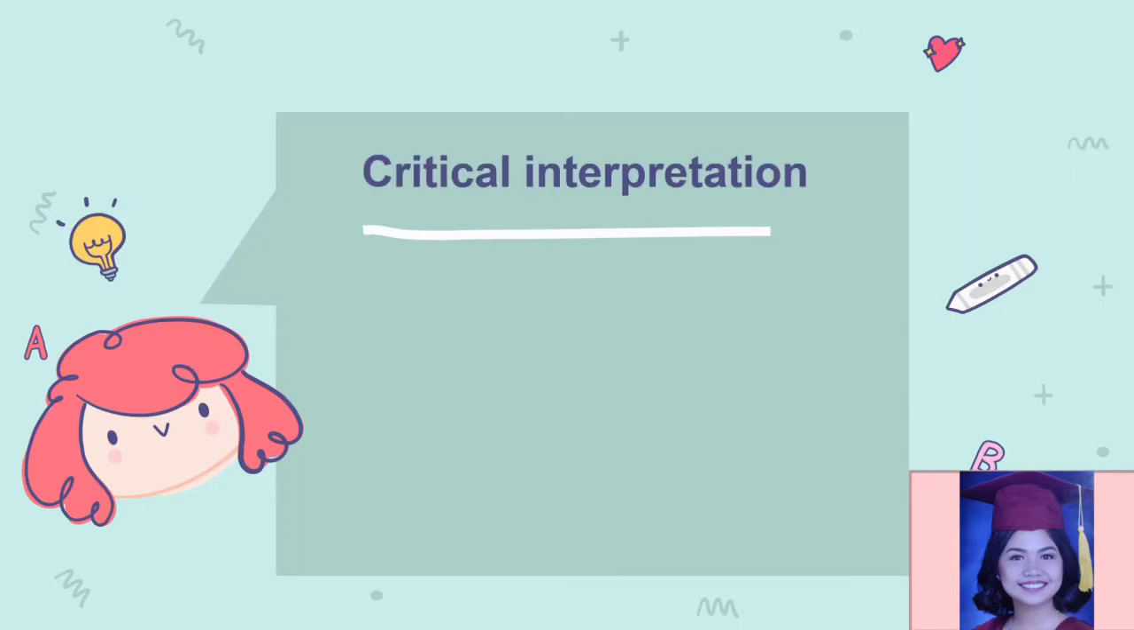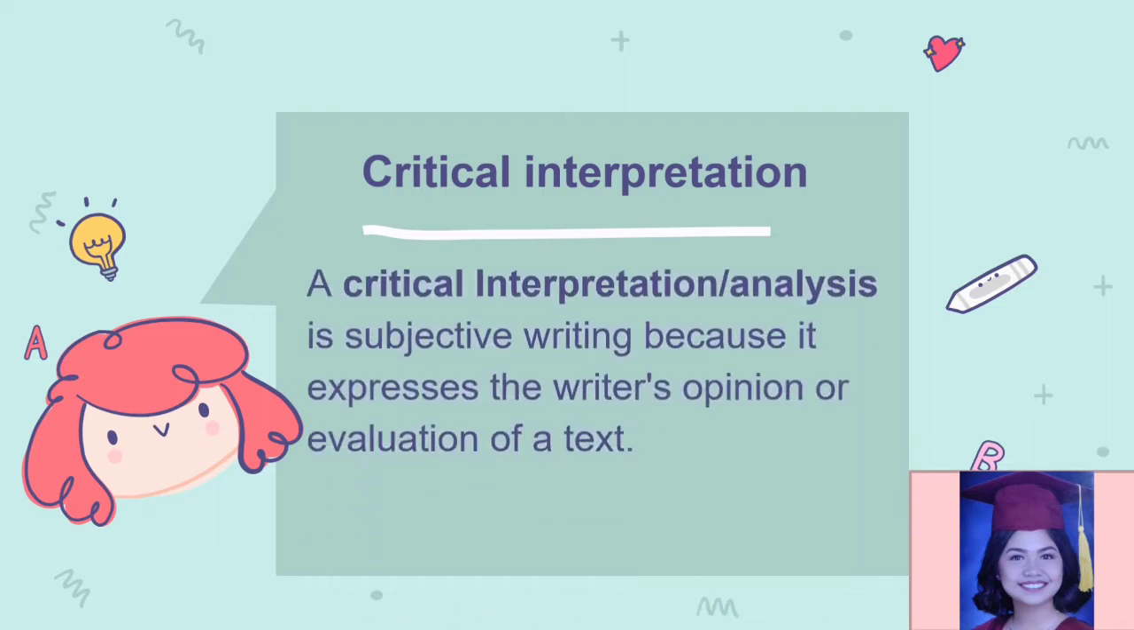The purpose for writing a critic is to evaluate somebody's work, may it be a book, an essay, a movie, a painting, a poem, etc. in order to increase the reader's understanding of it. A critical interpretation or analysis is subjective writing because it expresses the writer's opinion or evaluation of a text. It means to break down and study the parts. Writing a critical paper requires two steps: critical reading and critical writing.